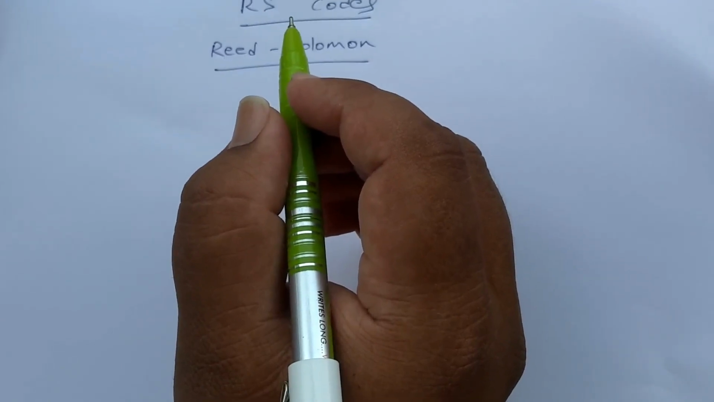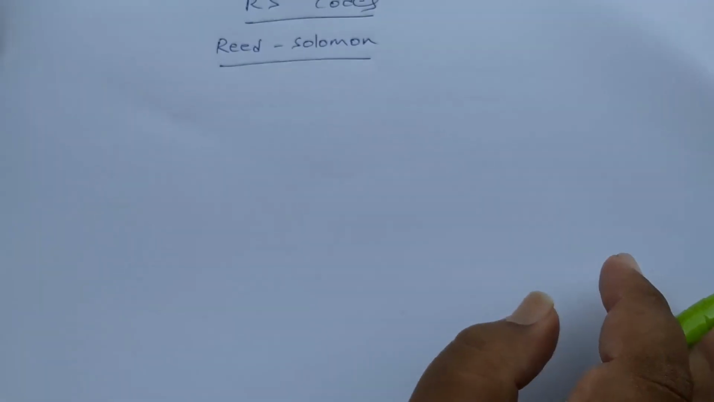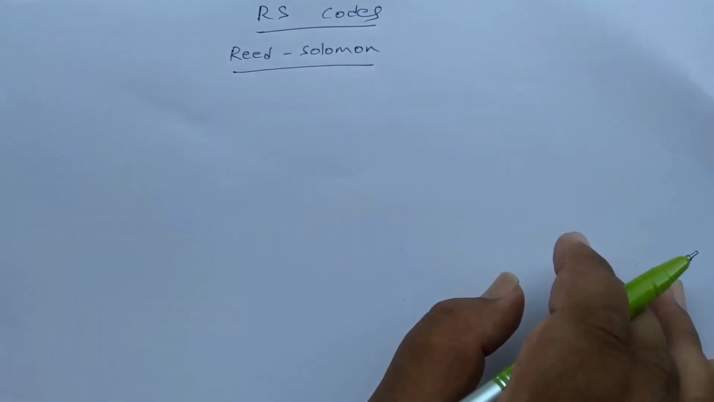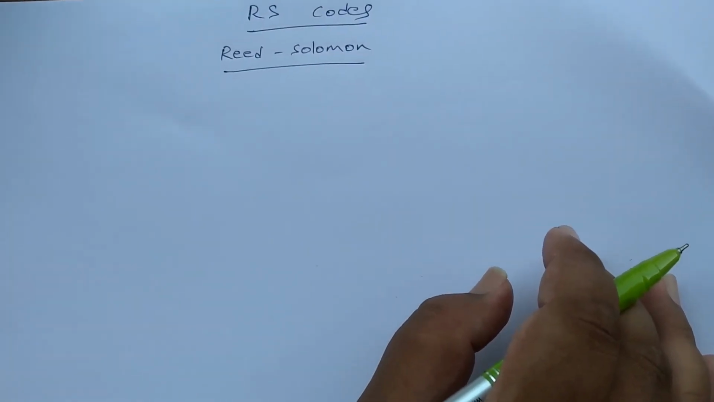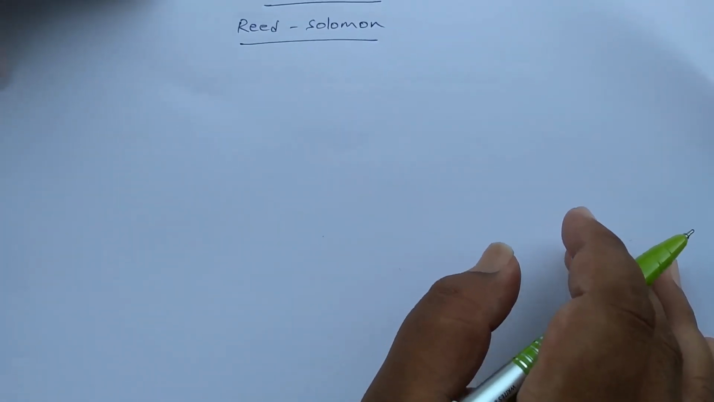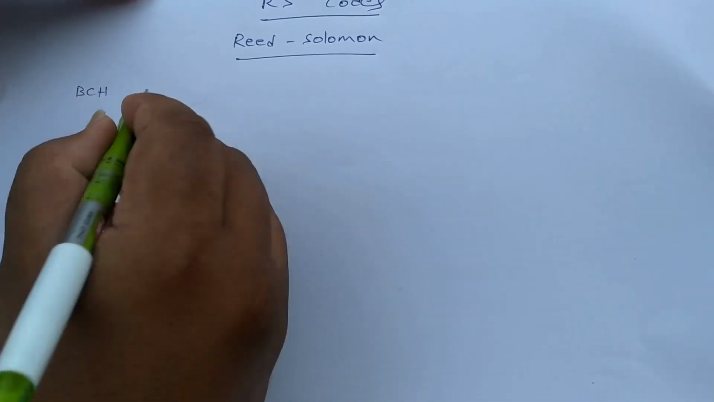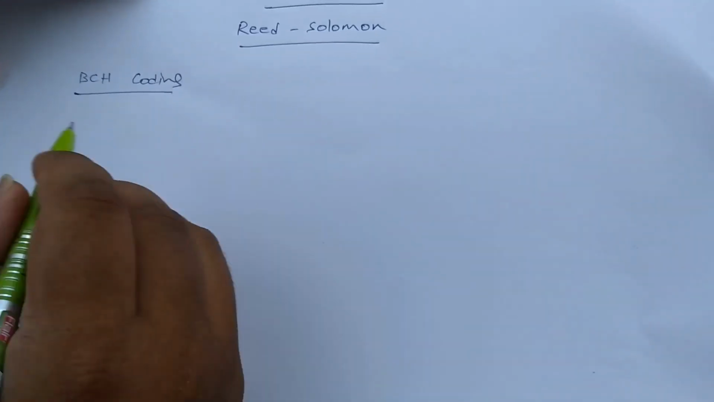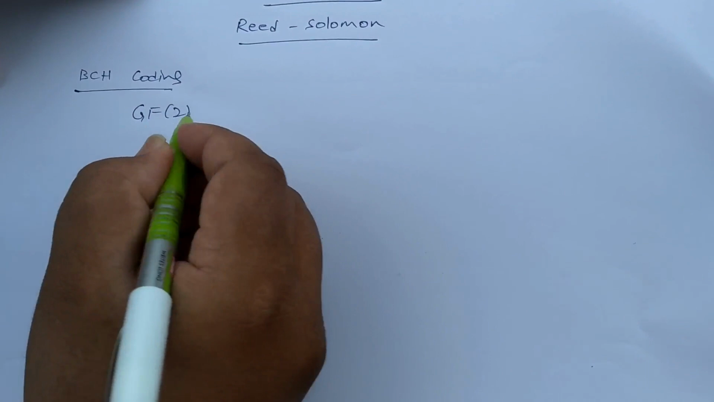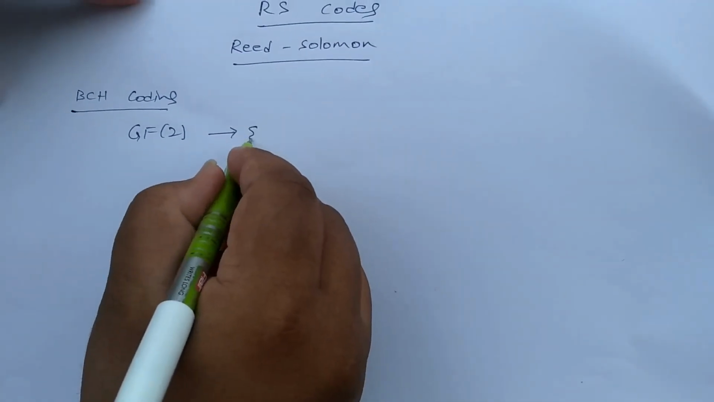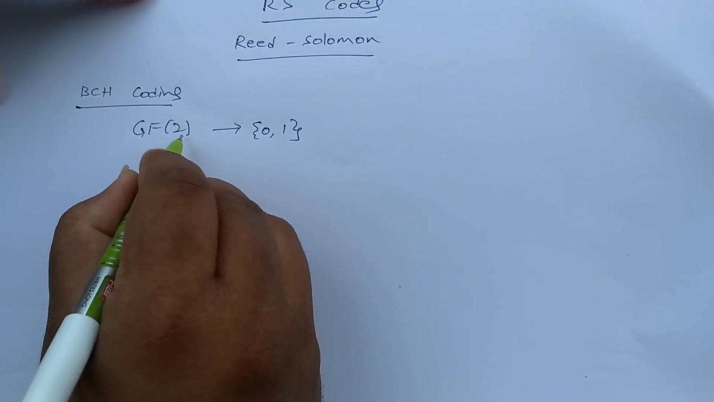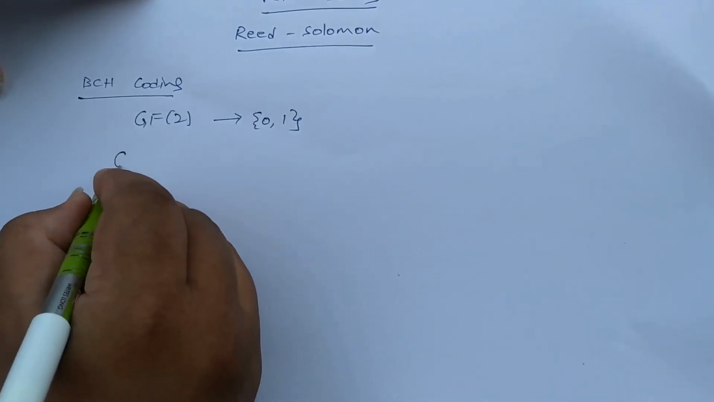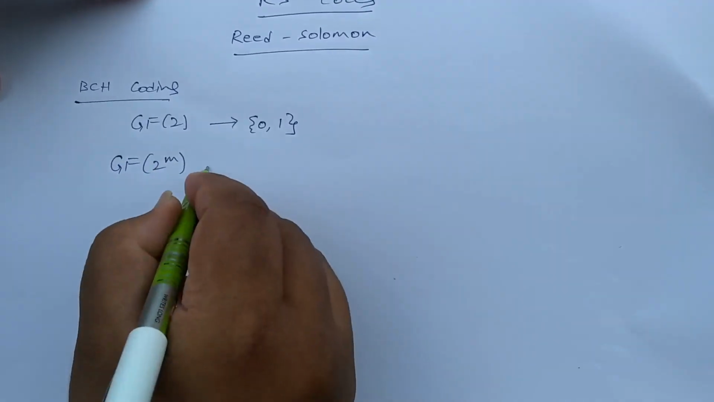That's why first let me revise the notation for the BCH codes, and later on, how we can develop the coding for RS codes. We know that the BCH coding is based on Galois field 2, GF(2). The set of elements is 0, 1, with base 2. But the encoding is based on the extension field GF of 2 power m.